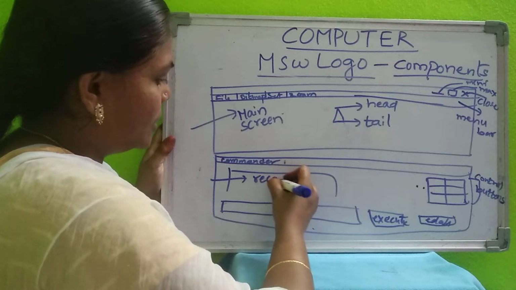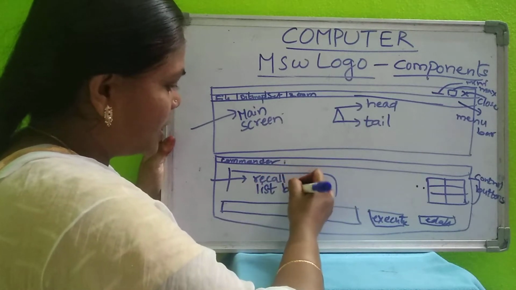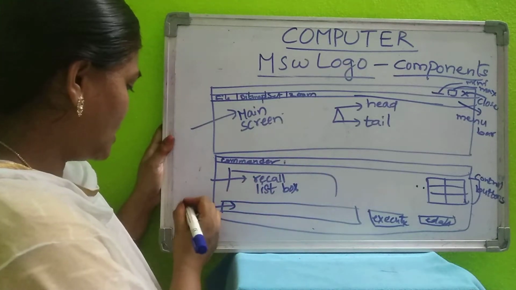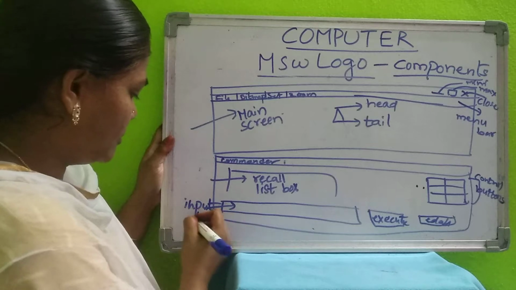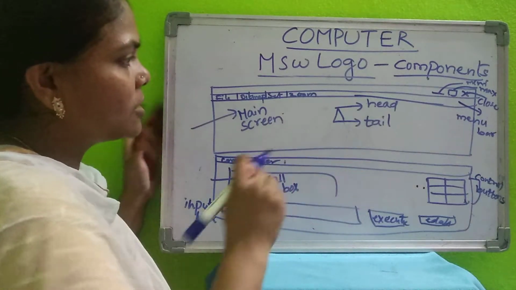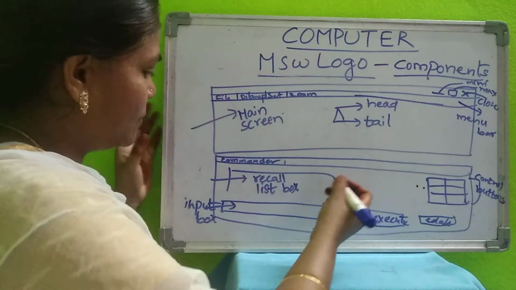Whenever you execute any command, it will be displayed in the recall list box. This is the input box, where we will give commands. This window I will also show you in the system and explain there. No need to worry.